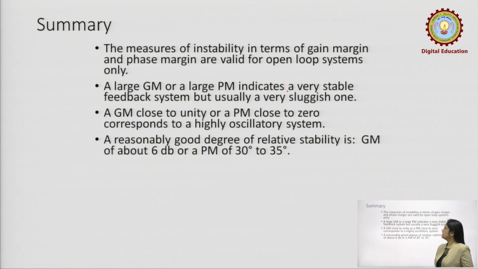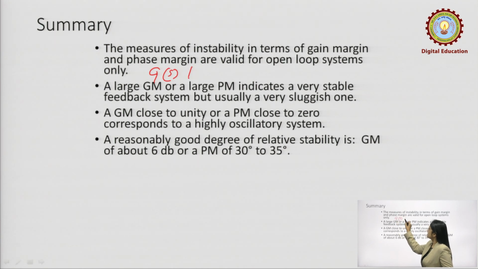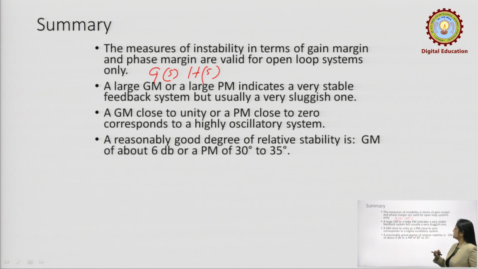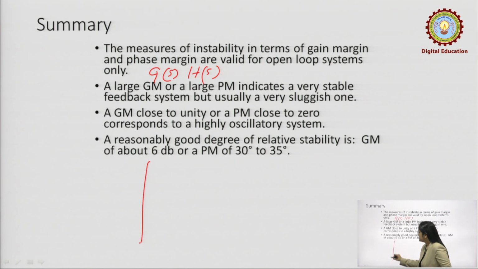So, just a summary of what we have understood about the phase margin and the gain margin. The measures of stability in terms of gain margin and phase margin are valid for open loop systems only, that is G(s)H(s). This is an open loop transfer function or a forward path transfer function of a feedback system. A large gain margin or a large phase margin indicates a very stable feedback system, but usually very sluggish.